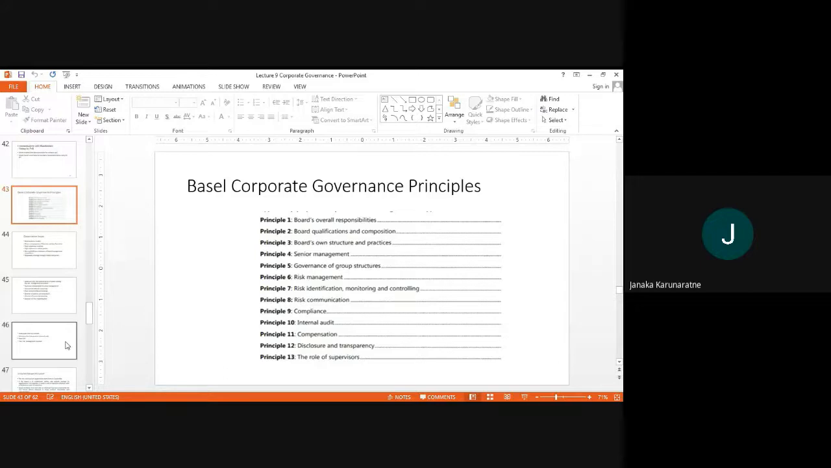So these are the 13 principles set by the Basel Committee for corporate governance. I think all 12 principles we have discussed in ample detail, but I just now explained the role of supervisors.